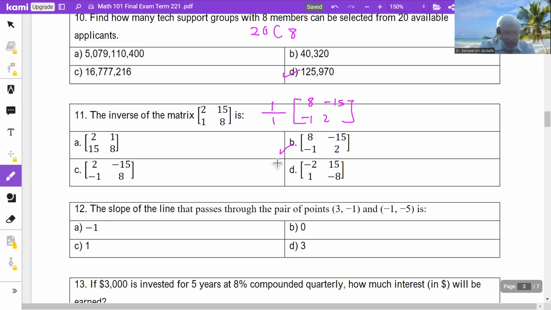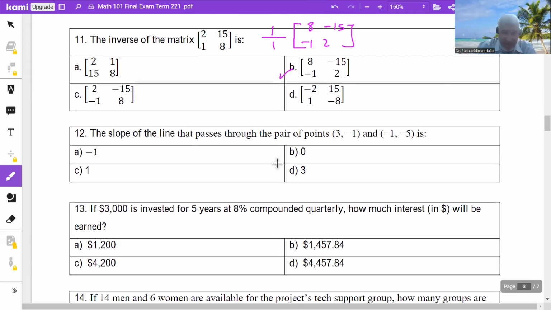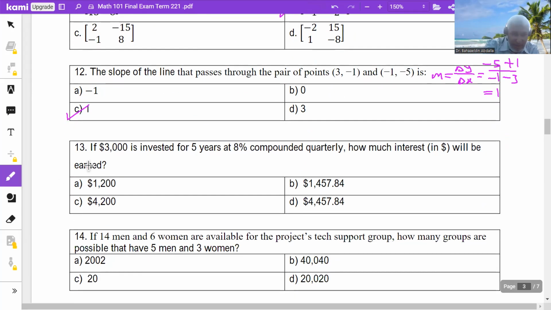The slope of the line that passes through these 2 points. Well, we know that the definition of the slope is delta y over delta x if we have 2 points. So I subtract, either you start from this point or this point, you will get the same answer. If I start from here, -5 minus 1, so it would be +1, and -1, this one now, the x coordinate, -3. So I have -5 plus 1, that's -4 up and -4 down. So the slope is 1, and the correct answer is C.